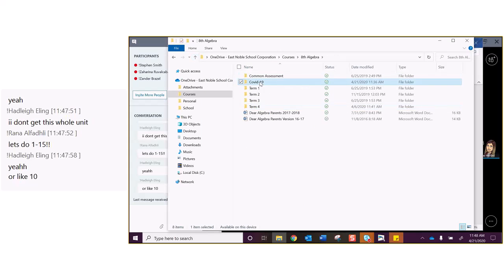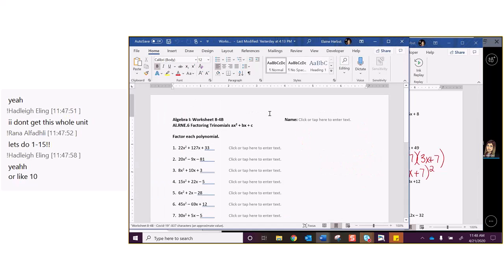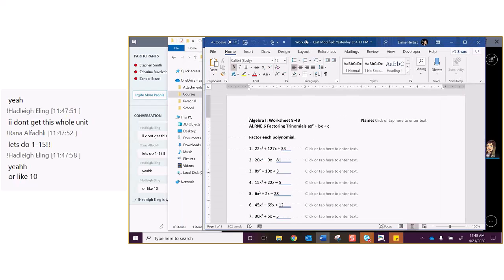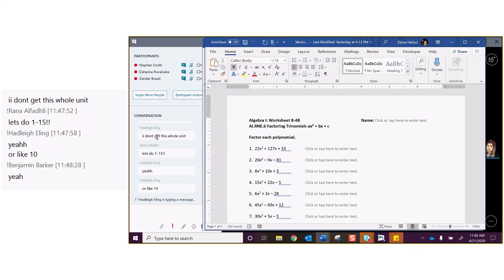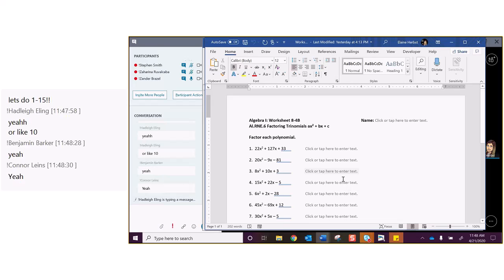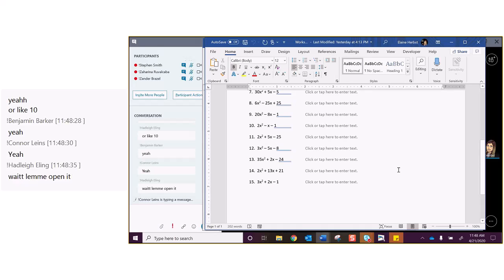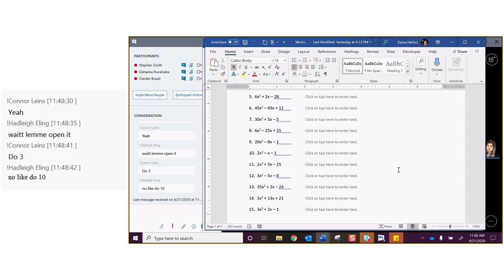Go to my COVID-19 folder. Okay, here is worksheet B. You can all still see my desktop, right? Yes. Okay, and I'm making it so that I can see 1 to 15. Number 10, you want to see 10? Or do you mean 10 of them? I'll give you a minute to open it. So this is the one you maybe already downloaded today.